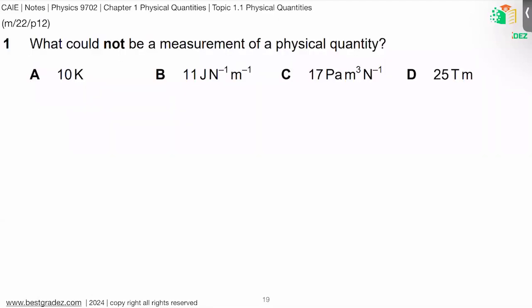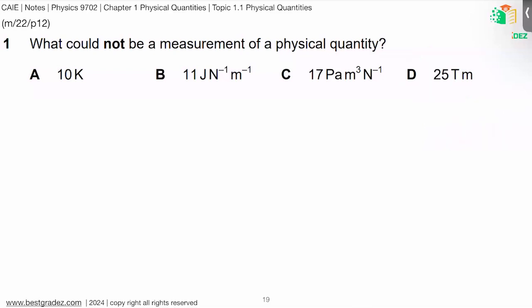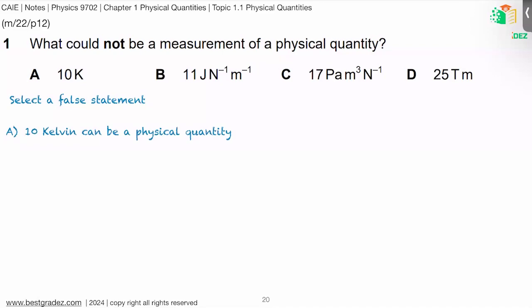Yes, you're right. So we have this MCQ from March 22. The question is, what could not be a measurement of a physical quantity? Capital T refers to terameters. So tera is 10 to the 12. It has a unit, so it's a physical quantity. They're asking which one is not. I think A is true, 10 Kelvin can be a physical quantity.